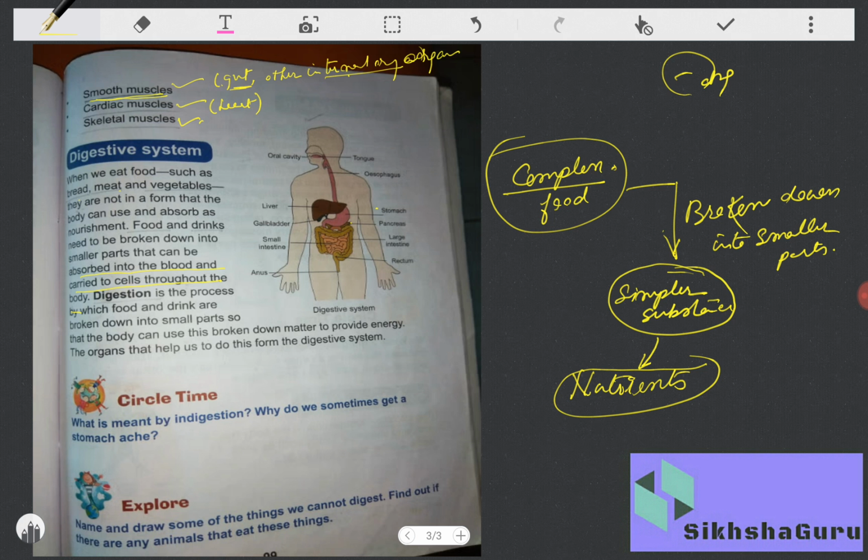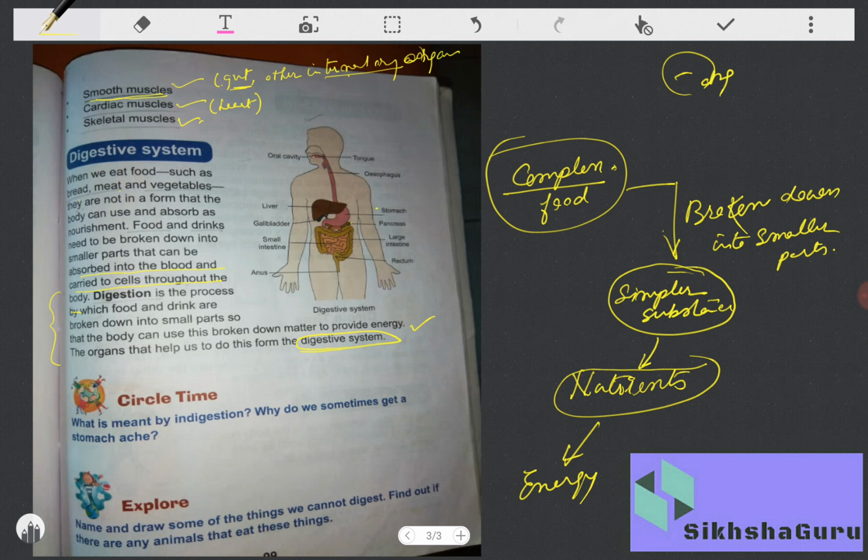So digestion is the process by which food and drink are broken down into small parts, so that the body can use this broken down matter to provide energy. These nutrients provide energy. And the organs that help in the process of digestion, they form the digestive system. So what are the organs that help?